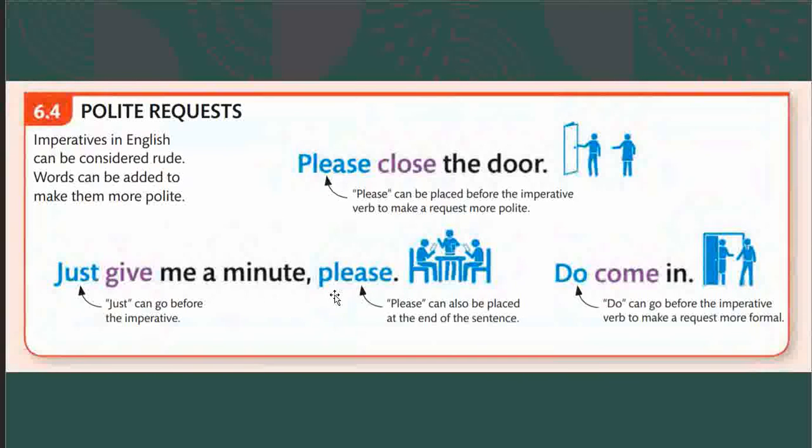Just give me a minute, please. Now, just can go before the imperative. Please can be placed at the end of the sentence. You can see over here, just is used and please is used. Two words are used over here. Some people consider just also a bit impolite. Just do it is completely impolite. Kindly do it, please do it. Just give me a minute, please. Again, please is added to make it polite.